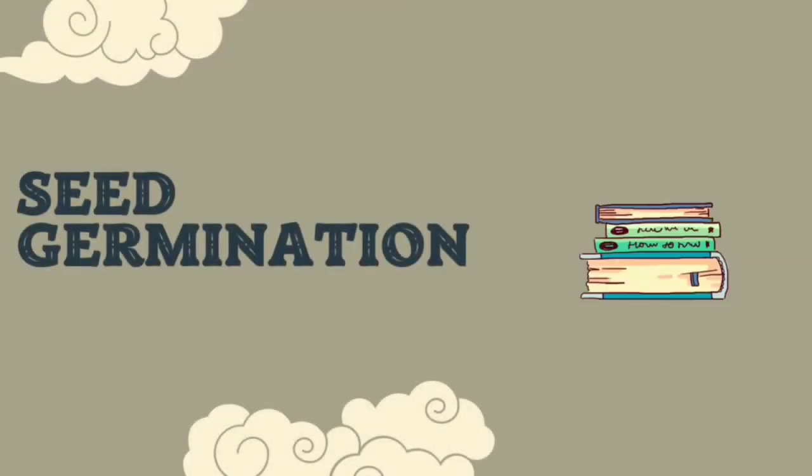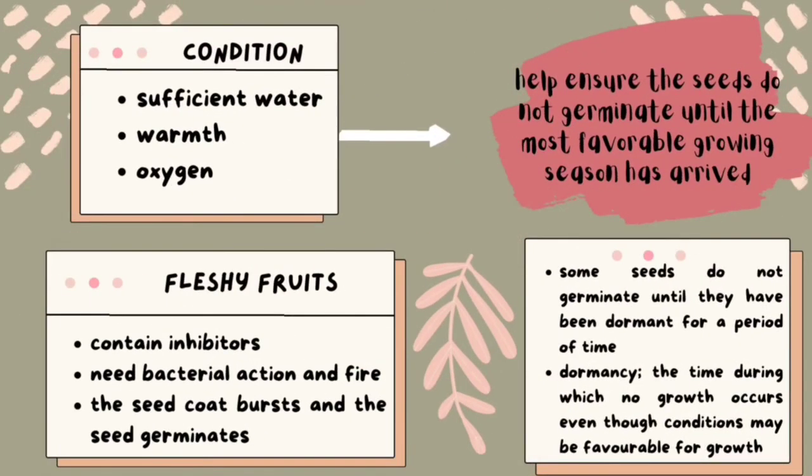Next, we move to the last part of fruit types and seed dispersal, which is seed germination. There are three conditions to sustain growth, which are sufficient water, warmth, and oxygen. These conditions help to ensure the seeds do not germinate until the most favorable growing season has arrived. Usually, fleshy fruits germinate. Because fleshy fruits contain inhibitors, they need bacterial action and fire, and the seed coat bursts and the seed germinates.